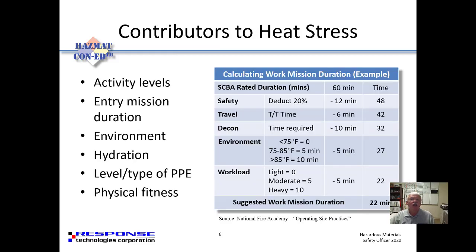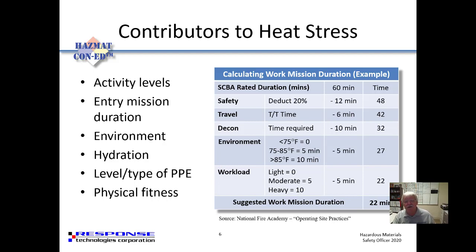The contributors to heat stress, there are 5 or 6 contributors at the hazmat incident that are going to drive this heat stress. Number one is activity levels. How hard are they going to work? How long are they going to be in the personal protective equipment? What are the environmental considerations? Are they properly hydrated? What level or type of PPE are they wearing?